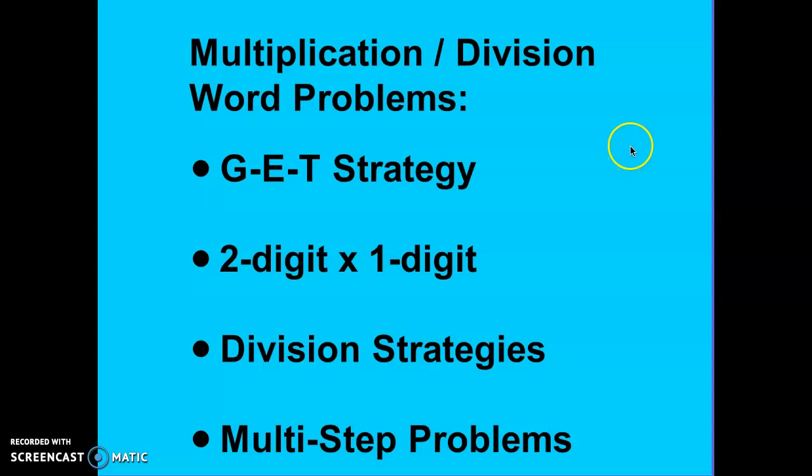Hello everyone. This tutorial is about multiplication and division word problems. We are going to look at our GET strategy. Hopefully your child has come home and told you about that already. We will look at how to multiply two digit and one digit numbers together. We will look at several division strategies. And finally, some multi-step problem examples. Let's begin.